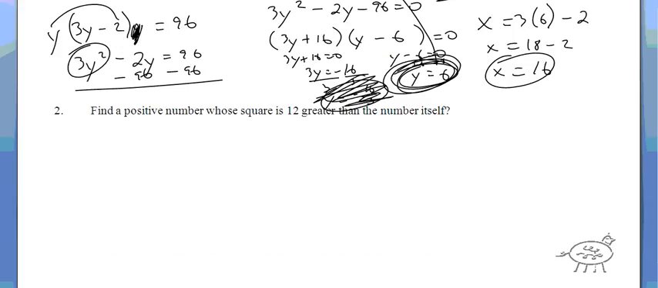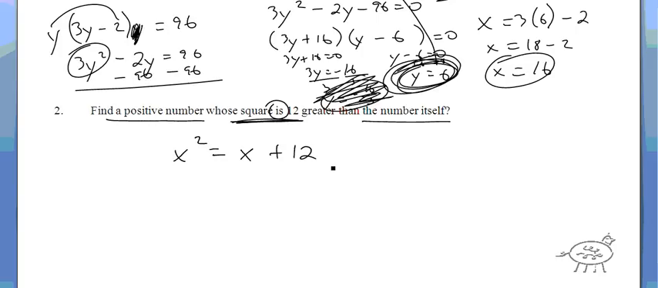Okay, find a positive number whose square is 12 greater than its number itself. So you only have one number. Think about that. A positive number whose square is 12 greater than the number itself. What's the number? Isn't that number x? And isn't it 12 more than? If it was 12 less than, it would be x minus 12, not 12 minus x. Okay, that one's actually pretty mellow for a setup.